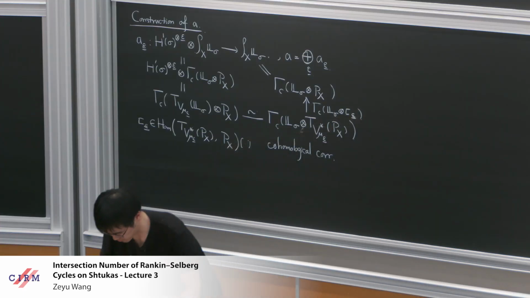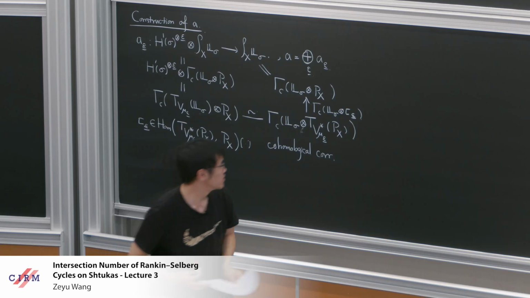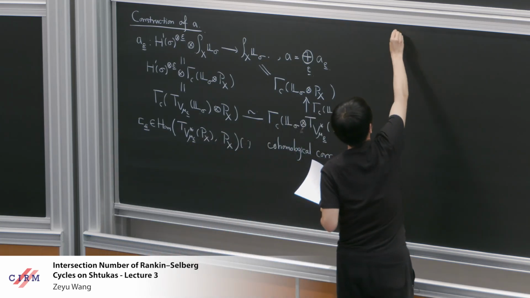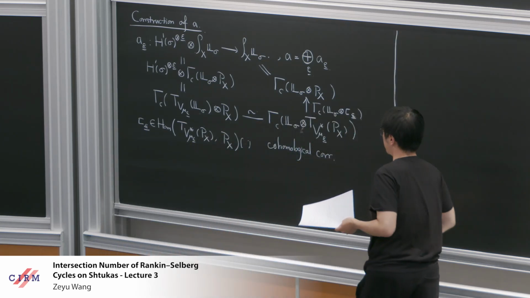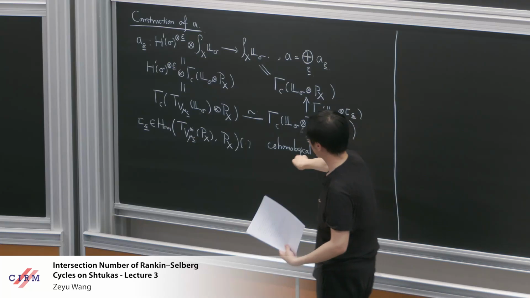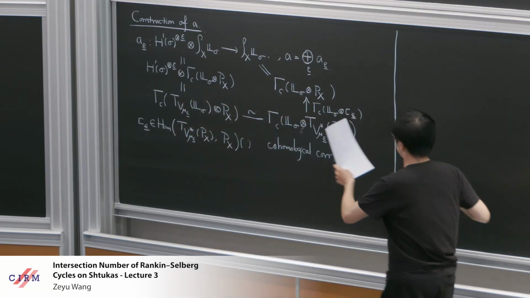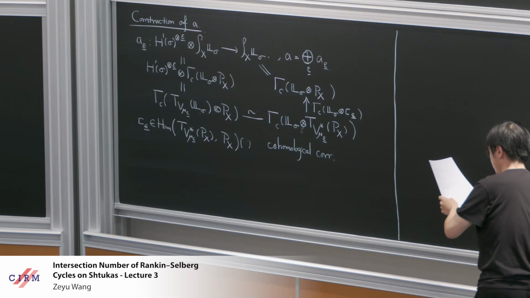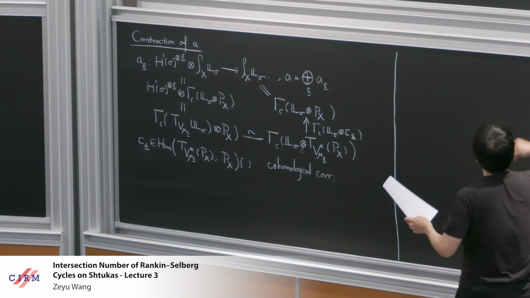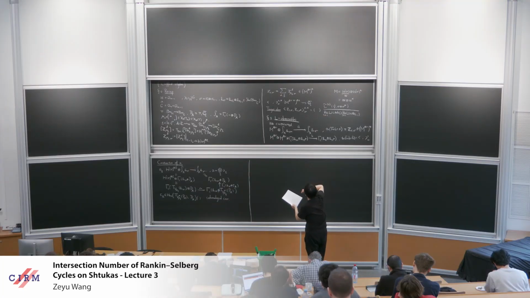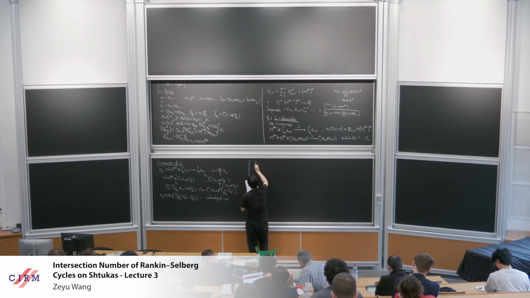So that's the construction of A. And if you don't like the cohomological correspondence stuff, just take this as the input. Now we try to see how the theorem can be true.